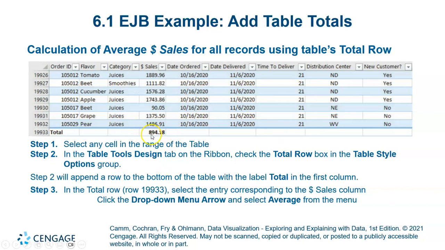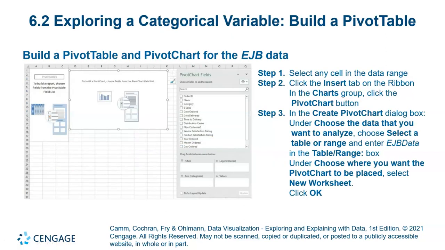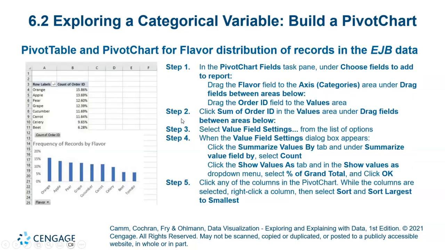So this is the average of the sales. The average of the sales is 894 with respect to all flavors and categories. But if we specify a particular category, smoothies, and the flavor is beet, then the average falls down to 706.05. Then we have a pivot table and pivot chart. This is very good for categorical data, and you can select any of the data and it will show you in the form of either a table or, if you like, a pivot chart. Both are possible.